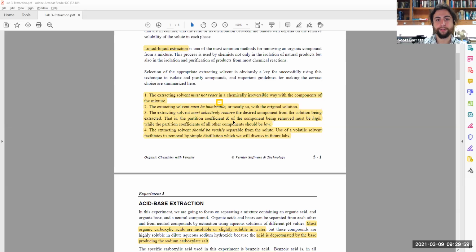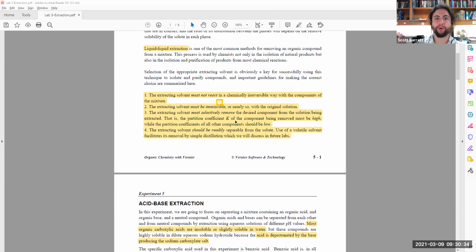That is, the partition coefficient K of the component being removed must be high, while the partition coefficients of all other components should be low. And the partition coefficient is relative to the concentration of a given substance within a solution. So this is effectively saying that it must be able to pull one of the compounds out of the other phase while leaving in whatever compound you're trying not to pull out. So as they pull oil out of the ocean, utilizing special chemicals or enzymes, it's the same situation.